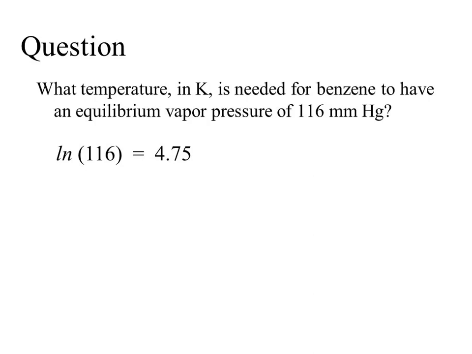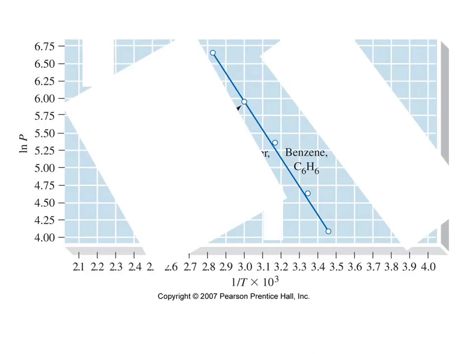Okay, so now 4.75 we can find on our graph. If you find 4.75 on the graph, it's right here. So we look at benzene and we drop down to see where it hits the inverse of temperature, which is a value of 3.3. So 4.75 was the natural log of 116. Where it intersects our line is 3.3.